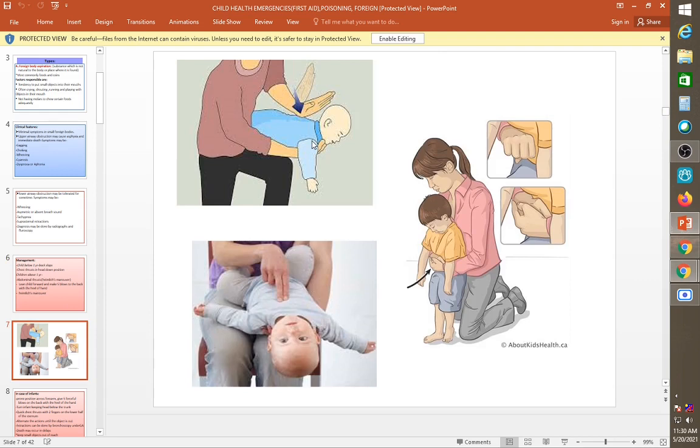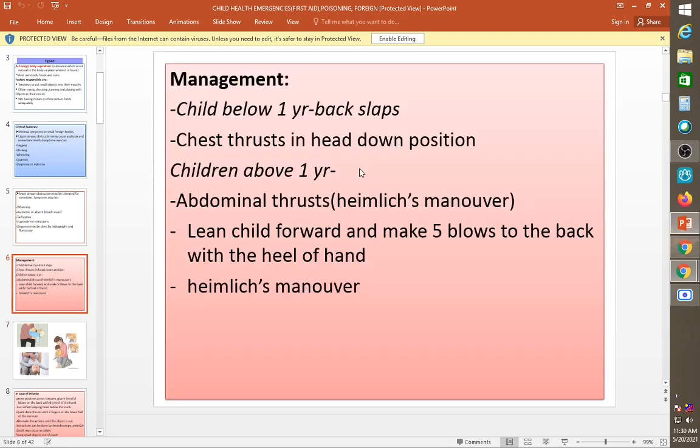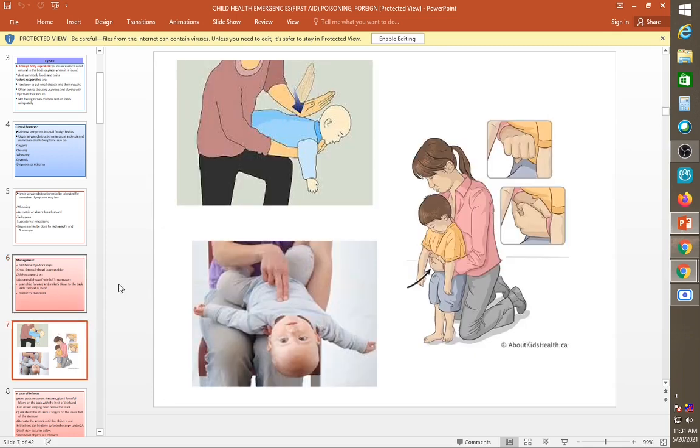So these two, back slap and chest thrust, are done for children below 1 year, and above 1 year, abdominal thrust. You have heard of the Heimlich maneuver, I guess. So this is known as the Heimlich maneuver. Can you see how the fist is held tight? Then the fist is covered with another hand above, and pressure is put on the sternum. Do you understand?